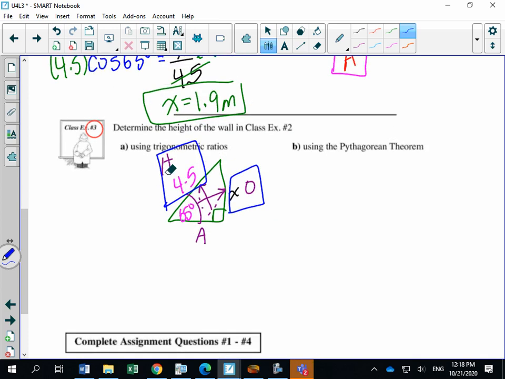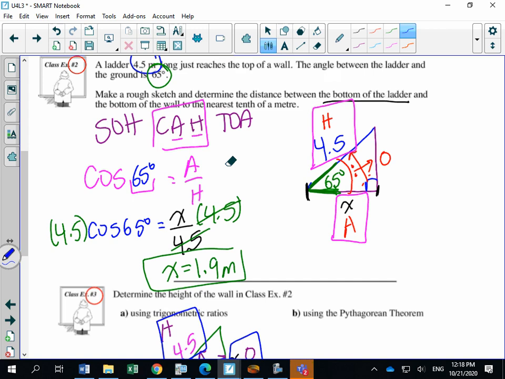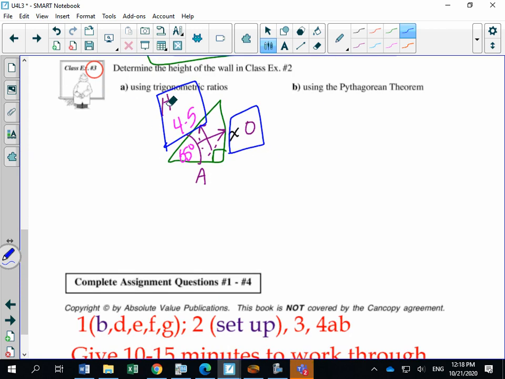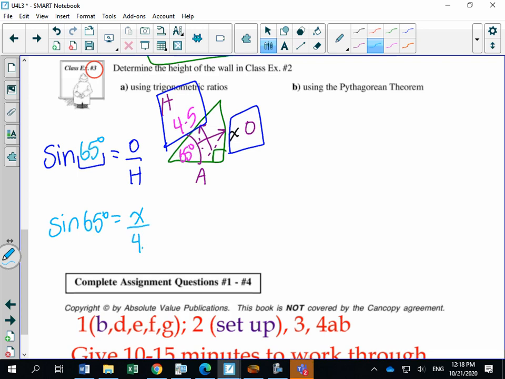Okay, now which trig ratio has H and O? Juan, what do you think? Which trig ratio has the H and the O? Yep, my sine, so this guy right here. So always set it up. The sine of your given angle is equal to O over H. The given angle was 65 degrees. And then I'm going to rewrite this. I take out the O and the H, and I put what's actually on my triangle. So sine of 65 degrees is equal to O, which is X, over 4.5.